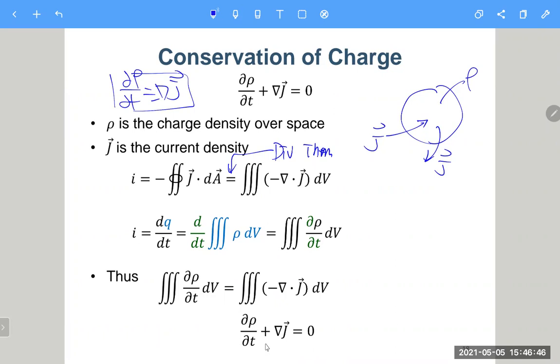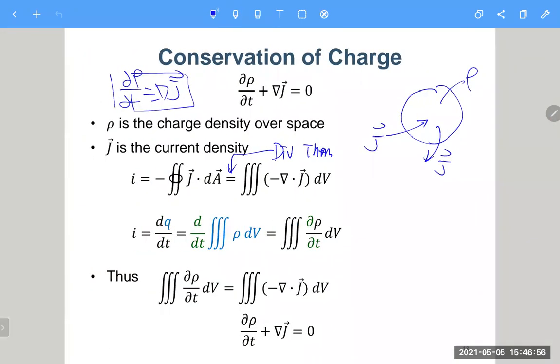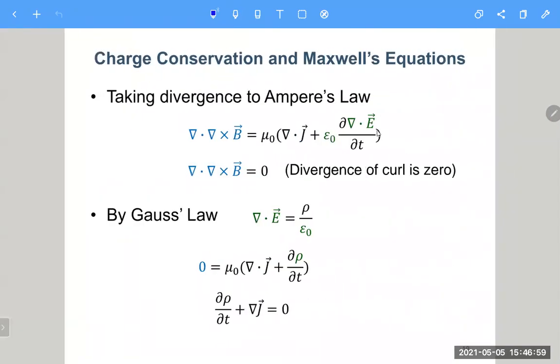And if you would like to have the Maxwell equations satisfied, you can see that the Maxwell equations will satisfy this conservation of charge if Ampere's law includes both terms on the right-hand side. So actually, for Ampere's law, if it were only this term, the curl of B equals mu naught J plus epsilon naught partial E partial t, without this divergence.